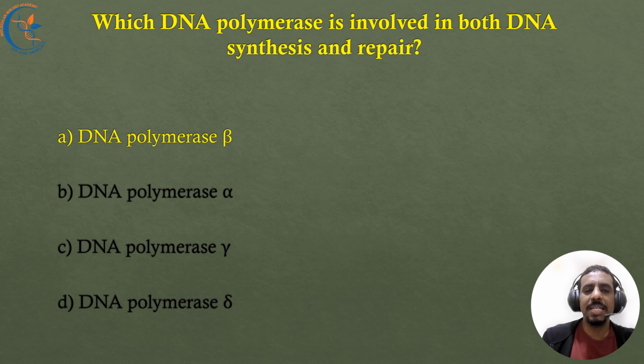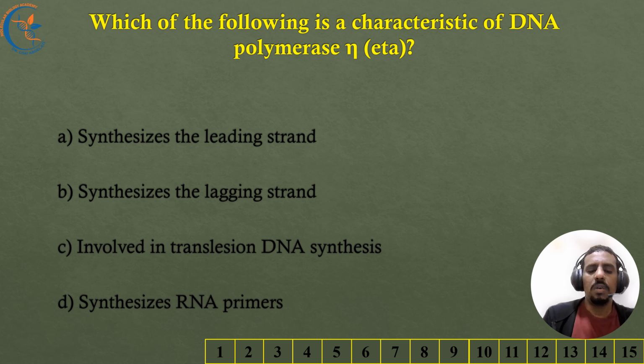DNA polymerase beta is involved in DNA synthesis and repair, particularly base excision repair in eukaryotic cells. All right, let's move on. All right, the next question. Which of the following is a characteristic of DNA polymerase eta?